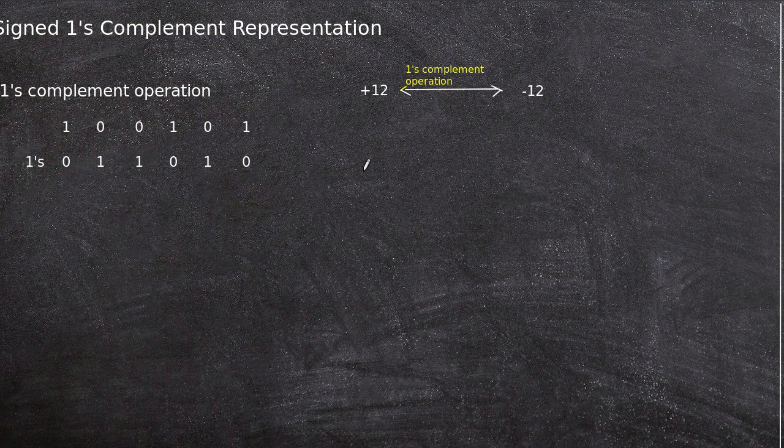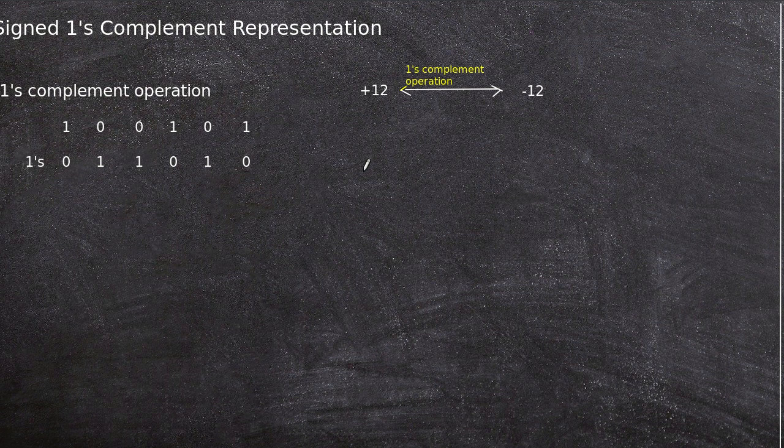If we apply the 1's complement operation on any signed number representation, then the sign of that number changes. If before the 1's complement operation the signed number is positive, then after the operation it becomes negative, and the vice versa is also true. That is, if it is firstly negative, then after the 1's complement operation it becomes positive.